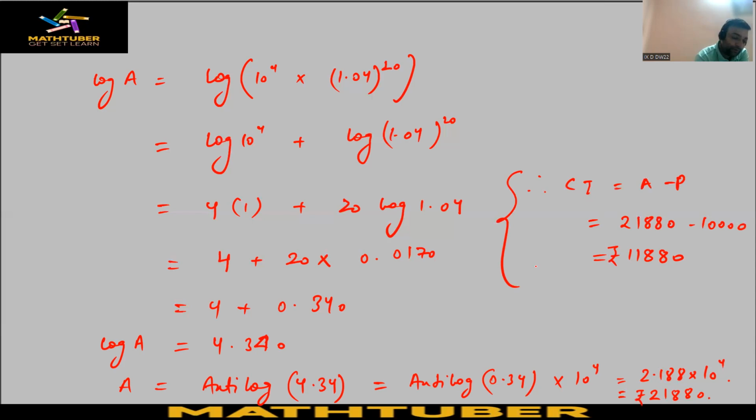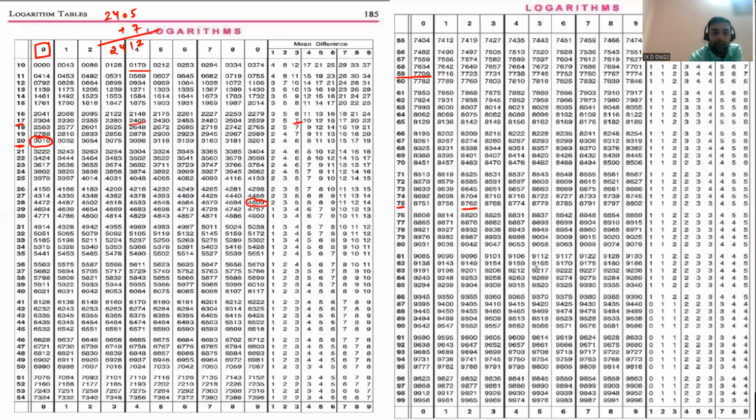So this is the first application of logs and anti-logs. Now let's come to the next one. The next type of question is where we are given the population of the world in T years. So let the population of the world in T years after 2010.